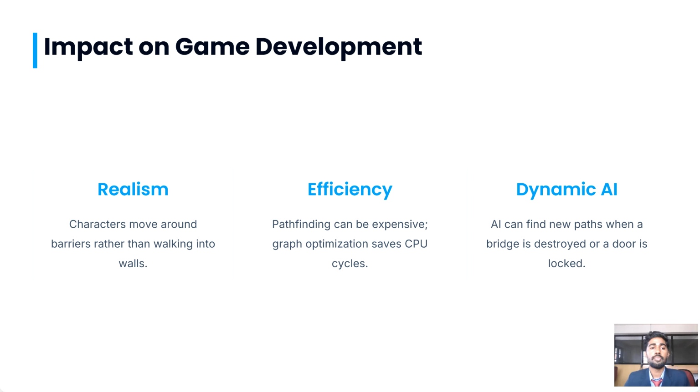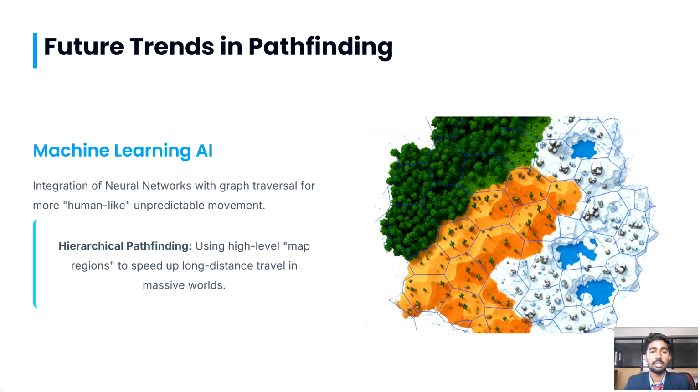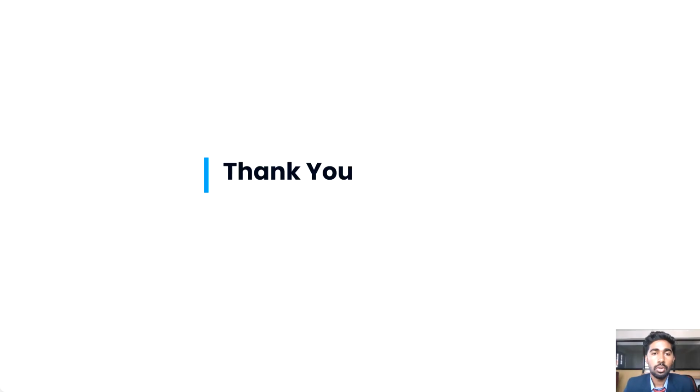Now we are going to see the impact on game development. Pathfinding makes the game characters more realistic and intelligent. It helps to avoid obstacles and improve the overall gaming experience. So let's see trends in pathfinding. In future, the games may use machine learning and smarter AI to improve the pathfinding and make the characters behave more naturally.